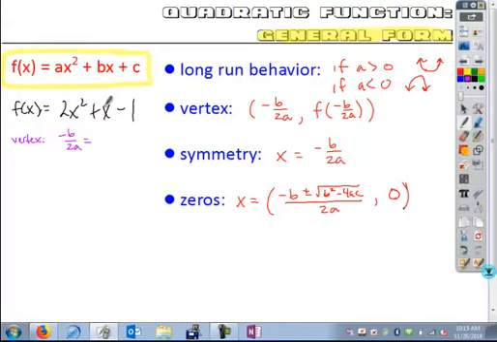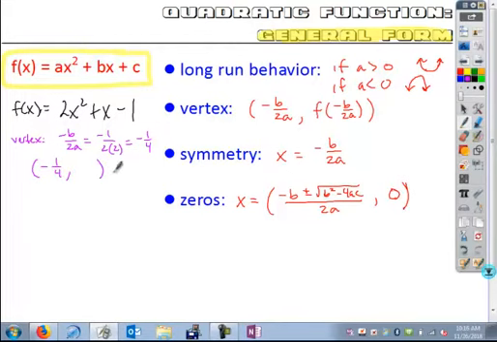What is our b value? What's the coefficient of our first degree term? It's just a 1. Okay, all over 2 times, and what's our a value? What's the leading coefficient? 2. And so you get negative 1/4 as your x coordinate of the vertex. So when you identify your vertex, you have a negative 1/4.